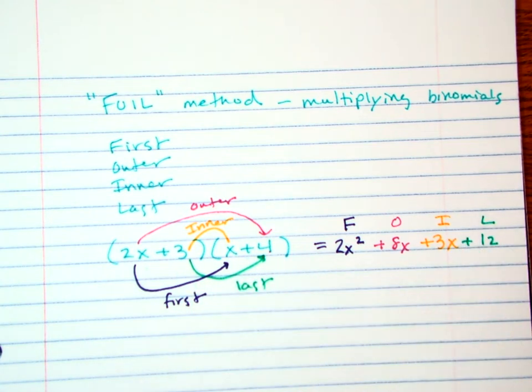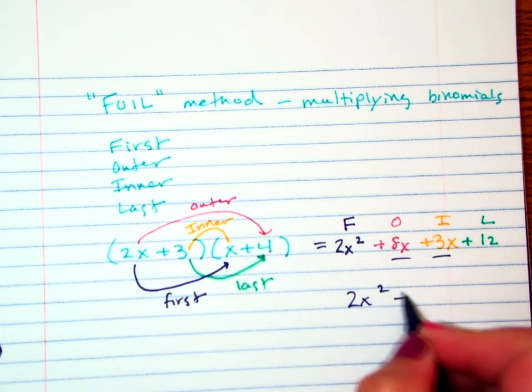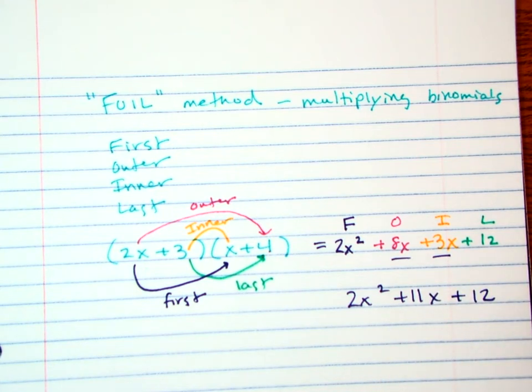But again, you'll notice that just like before, if I add these two up, I get 2x squared plus 11x plus 12, when I do the whole thing out. I'm going to do a couple more examples of this, and then we will be done with the notes. So let's try another example of the FOIL method.